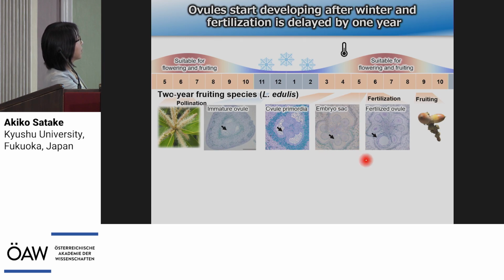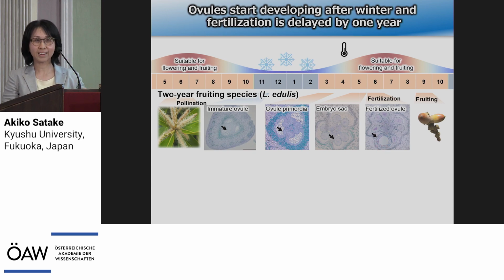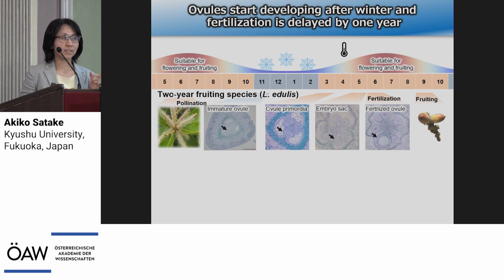And in June, 1 of the ovules is finally fertilized. So this circle is a young embryo, just fertilized. So this means that after pollination, it takes 1 year to fertilize the ovule. So a very long delayed fertilization. So the answer to the question I made is this. So 2-year fruiting species delay fertilization for 1 year.